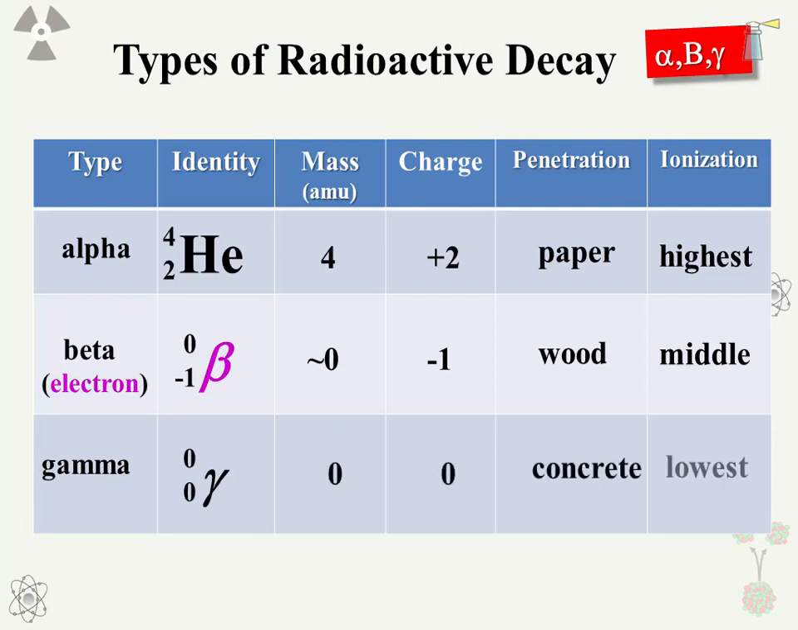The third type of emission is in the form of a high-energy photon. Gamma rays are light and have no mass or charge. They are good at penetrating matter, but poor at knocking off electrons and forming ions.